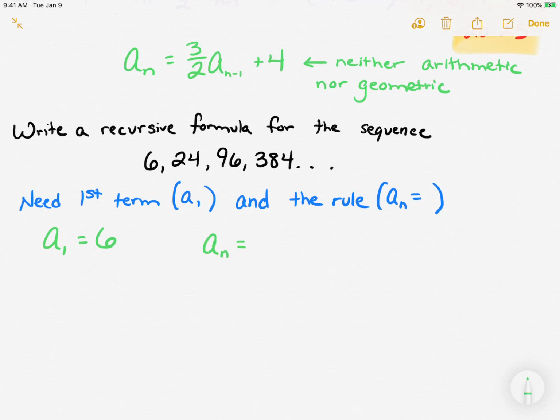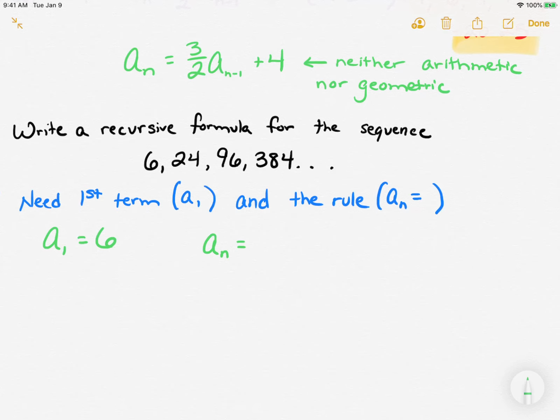What's the rule? First, by looking at this sequence of numbers, is it arithmetic or geometric? I know it's got to be geometric or neither, but it's geometric because I asked you to write a formula and you can't if it's neither. It's not arithmetic because it's not adding the same amount every time. To go from 6 to 24, I added 18. To go from 24 to 96, I don't even care what I added. I know it's not 18. So it's got to be geometric.